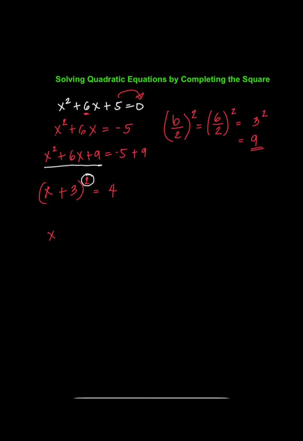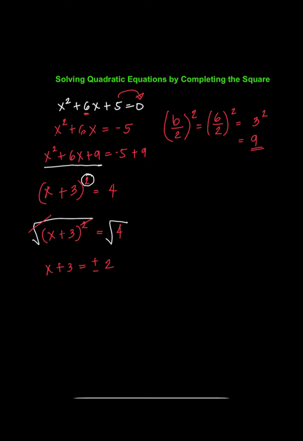Okay? So, that is equal to x plus 3 squared equals 4. So, square root natin both sides. Cancel. So, that is equal to x plus 3 equals, pag nag-square root tayo, meron tayong dalawang values ng, okay, which is positive and negative 2.